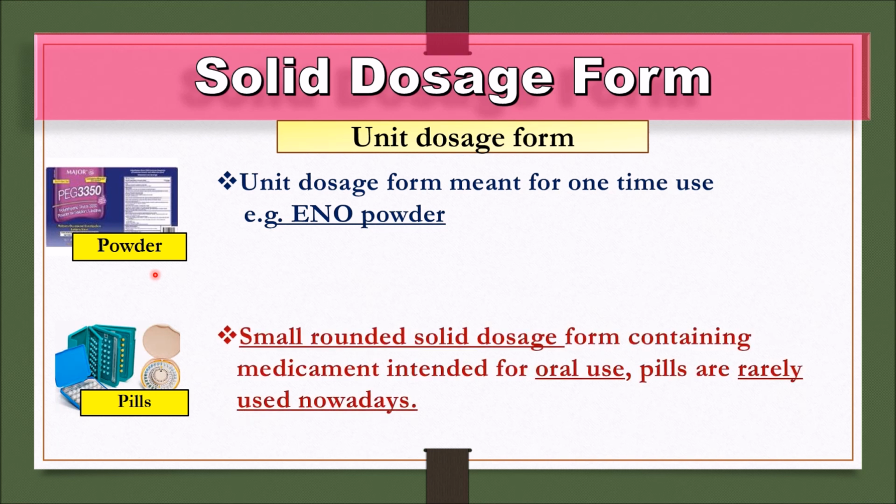Then we have pills. What are pills? Pills are small rounded dosage forms containing medicaments. These are the kind of pills that are meant for oral use. You have to take them orally, but nowadays pills are not much in use. They are rarely used nowadays.